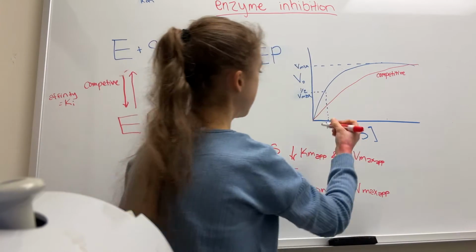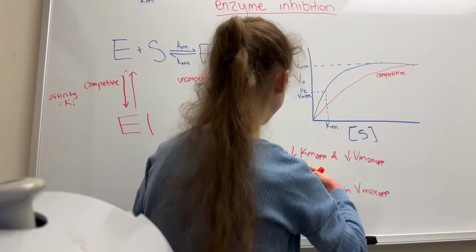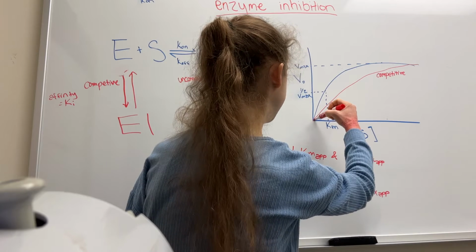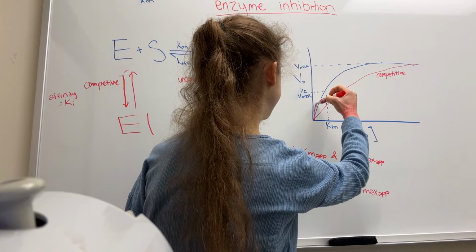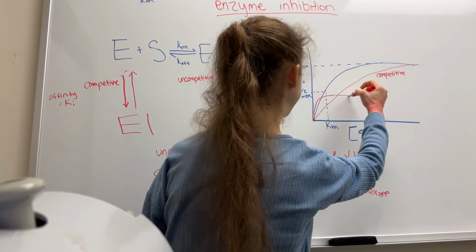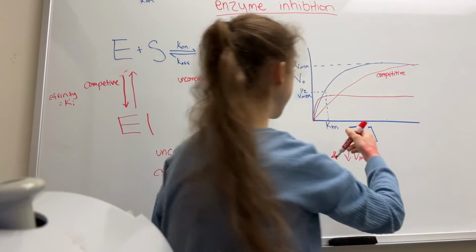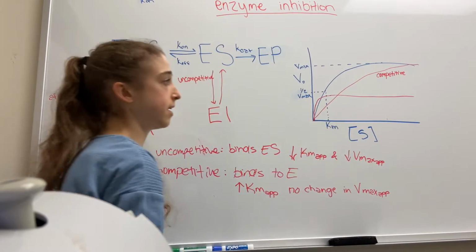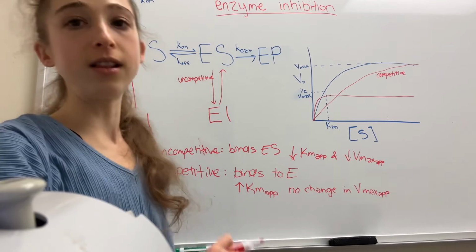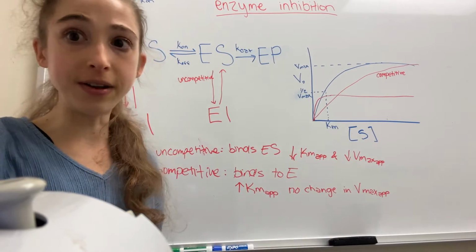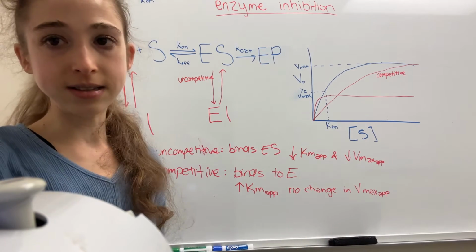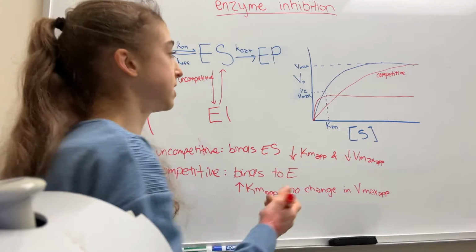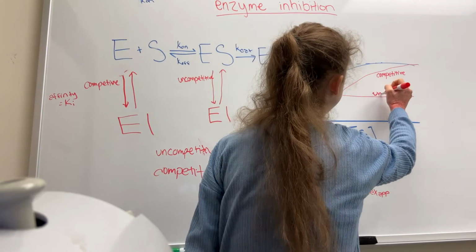So what would this look like on here? Well, it would look like it had a stronger binding, but it has a lower Vmax. So a lower Vmax, but a lower Km. It looks like it has a higher affinity, but it's not going as fast. And remember, those are Vmax apparent and Km apparent. So that would be our uncompetitive.